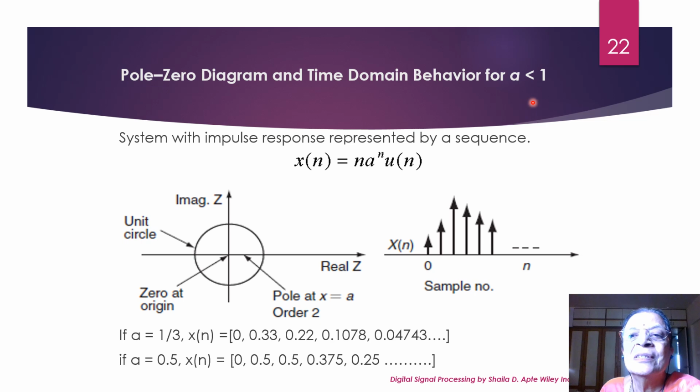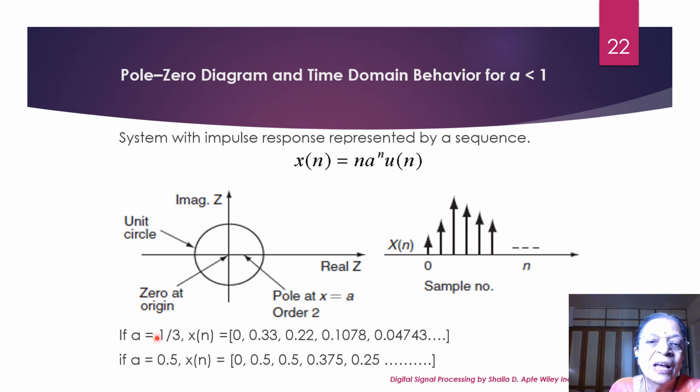Now suppose we consider a less than 1, and in this case I am considering the impulse response of the system given by the sequence not as a raised to n u(n), but in this case it is n a raised to n u(n), right. So again I am considering that the pole is at z equal to a, and the pole is of order 2 in this case, right. Now how will the time domain behavior be?